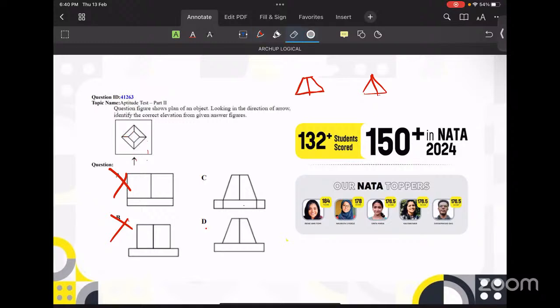Now observe the question. Considering this as a part of the question, the front view of this particular one will be like this. So the right answer is this much only. This has 1, 2, 3, 4, four vertical edges. Nothing has four vertical edges, so option C is wrong. D is the right answer.